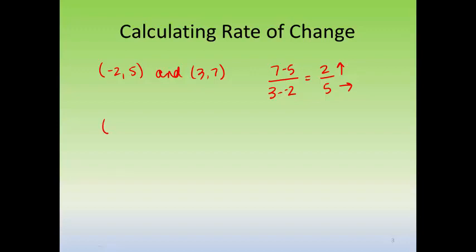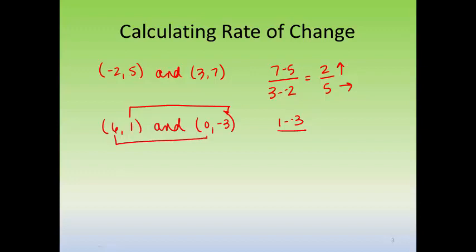What if we did (6, 1) and (0, -3)? Okay, let's take a look at that one. So this one leads us with subtracting the y's. Now, in this case, I'm going to use these first. So I'm going to subtract this way, and that's going to give me 1 minus -3 over 6 minus 0, it won't make a difference.